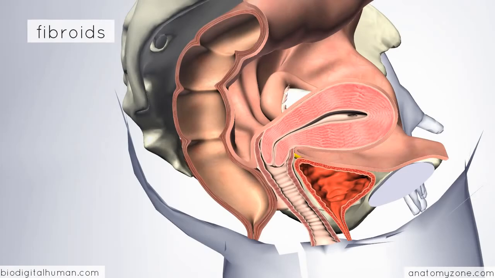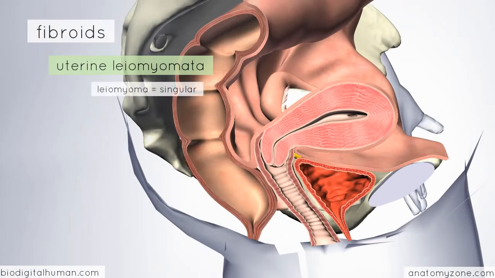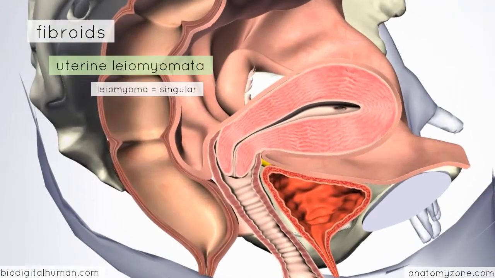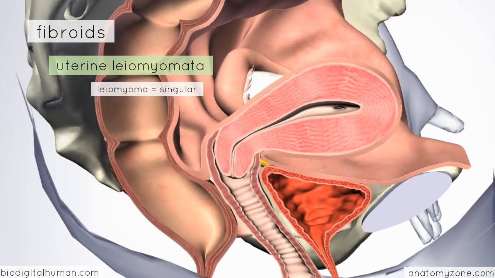So fibroids are known as uterine leiomyomata. So the singular for leiomyomata is leiomyoma. So these are benign tumours of smooth muscle and connective tissue differentiation, and they affect the myometrium of the uterus.